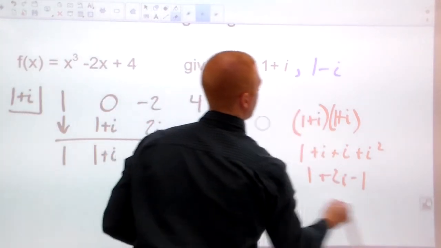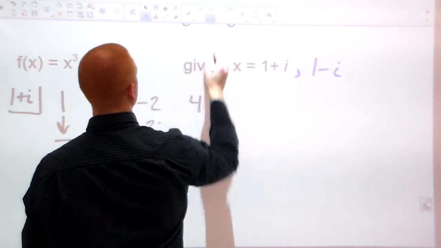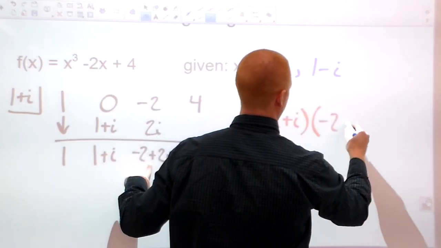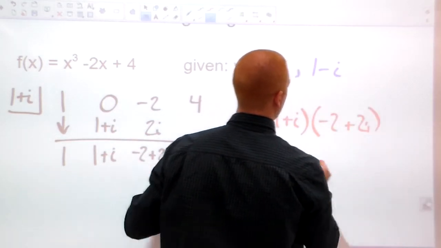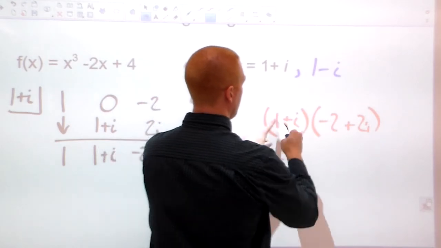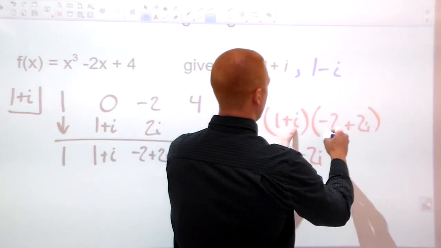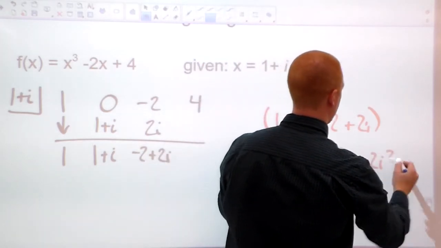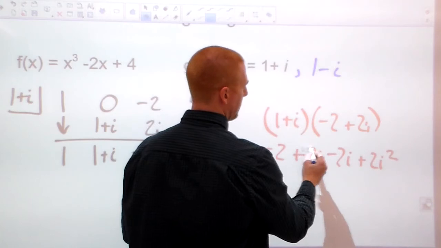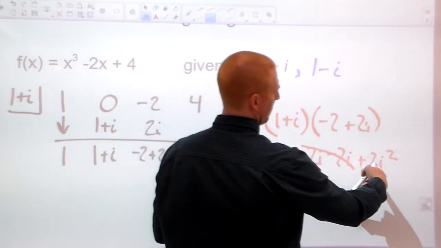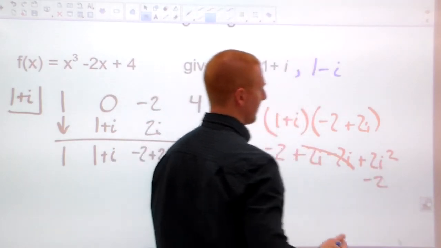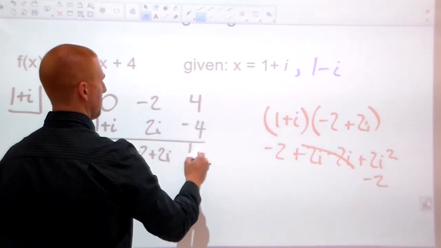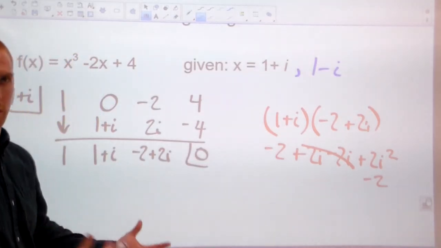All right, I'm going to get rid of that so I can continue in that spot. I would encourage you to just do it on scratch paper. 1 plus i times negative 2 plus 2i. FOIL that out. 1 times negative 2, 1 times 2i, negative 2 times i, and plus 2i squared. So 2i minus 2i adds to 0. 2i squared is really negative 2 because i squared is negative 1. So that's going to be negative 4, which is good. We were expecting it to be a 0, and this had to end up being 0 for remainder.